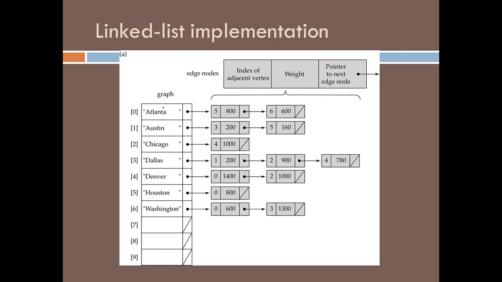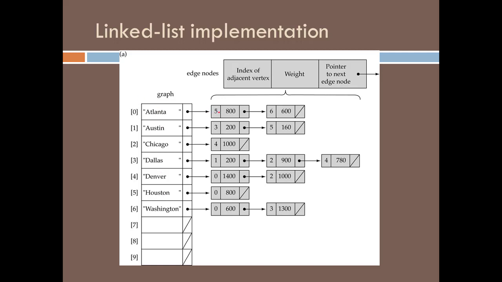If we look at this one-dimensional array, it could be a single linked list, and this is the data part, this is the node part. So we have a single linked list of 7 nodes representing all the nodes: Atlanta, Austin, Chicago, Dallas, Denver, Houston, and Washington.